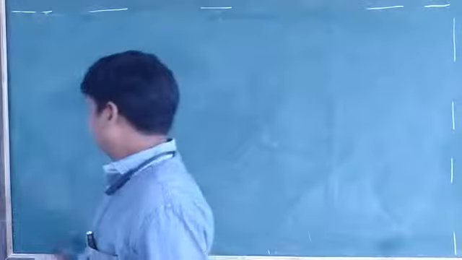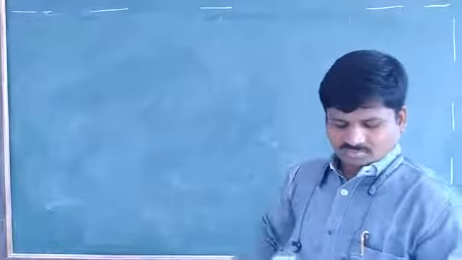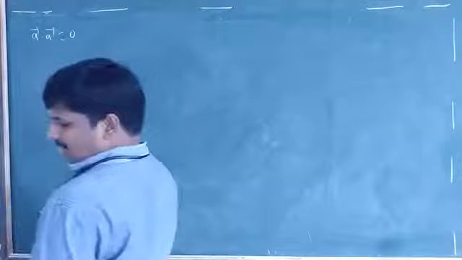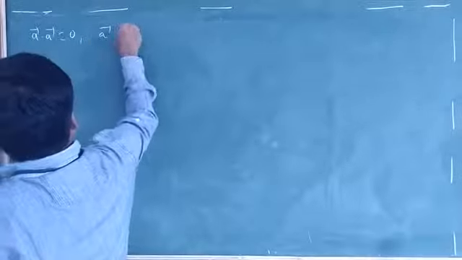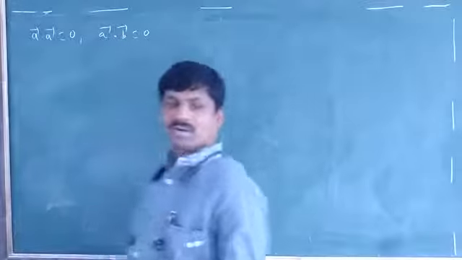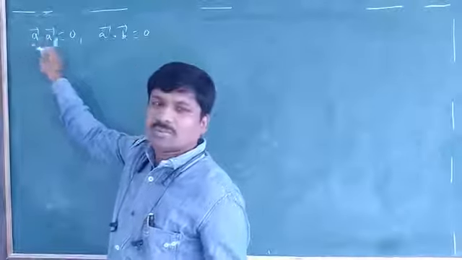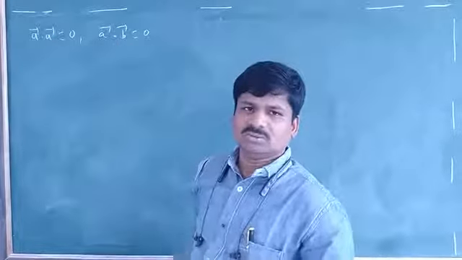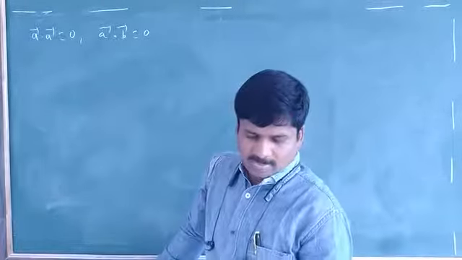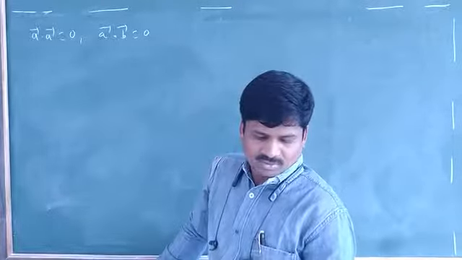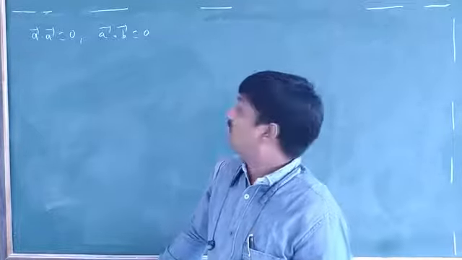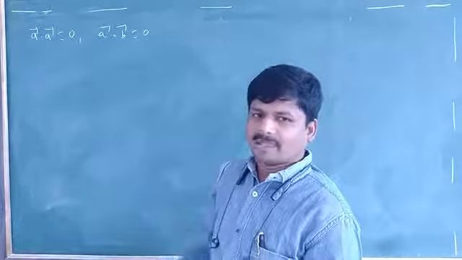Come to question number 12. If a bar dot a bar is equal to 0 and a bar dot b bar is equal to 0. A bar dot a bar, the dot product of these two same vectors, is equal to 0. And a bar dot b bar is also 0. Then what can be concluded about the vector b bar? What can be concluded about vector b bar? Here see, we know that one.